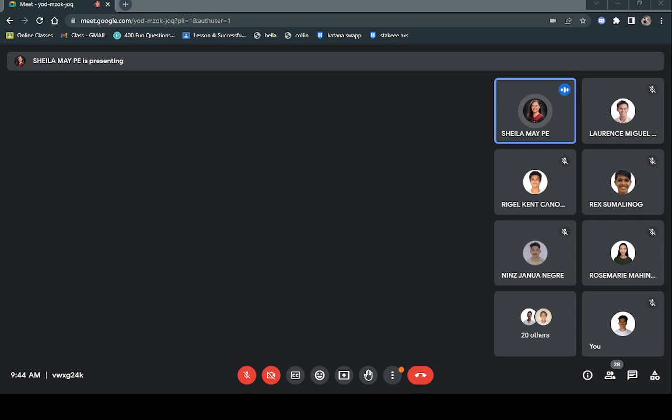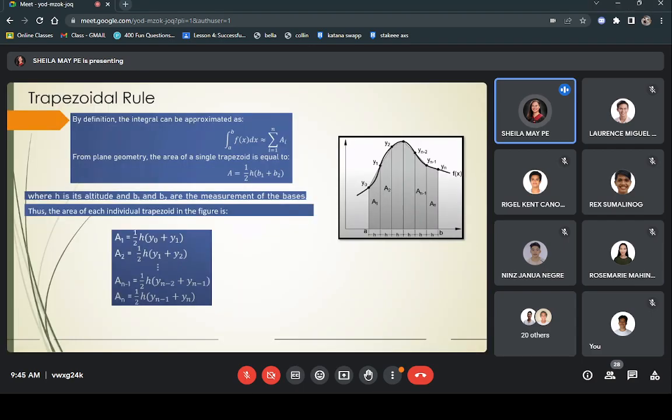And for that, by definition, the integral of f(x) dx from limit a to b is approximately equal to the summation of all the areas under that curve, which is all the areas of our trapezoids, where i is equal to 1 to n. And from plane geometry, the area of a single trapezoid is equal to 1/2 of h, which is our height, times the sum of our two bases. So 1/2 h times (base 1 plus base 2), where h is the altitude and b1 and b2 are the measurements of the bases.